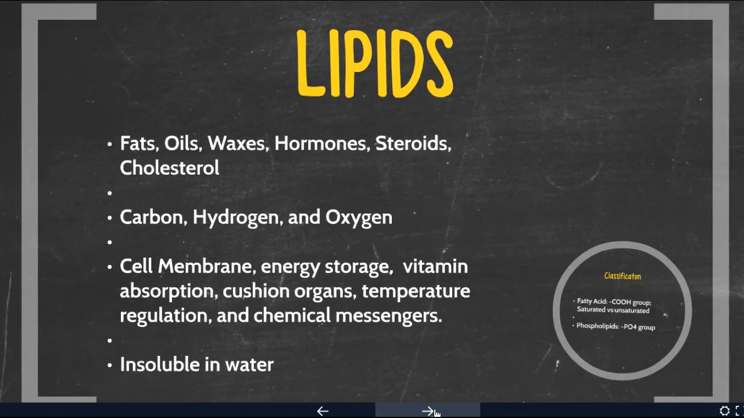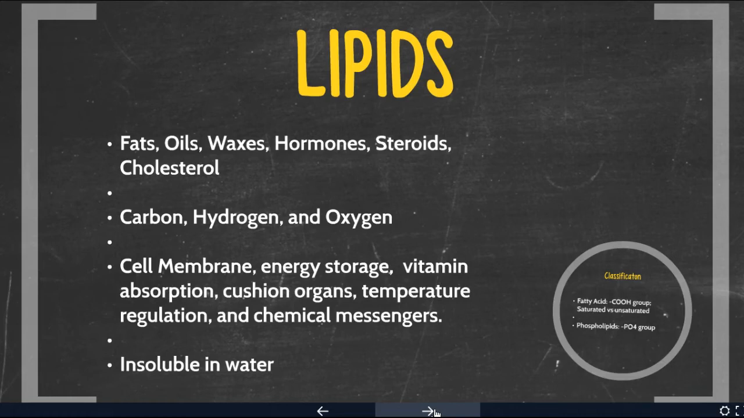Next is lipids. Examples of lipids include your fats, oils, waxes, hormones, steroids, and cholesterol. All of these things found in living things. It is made up of also three chemicals: carbons, hydrogens, and oxygens, although they're arranged a little bit differently than they are in carbohydrates. The function of lipids is they make up your cell membrane.